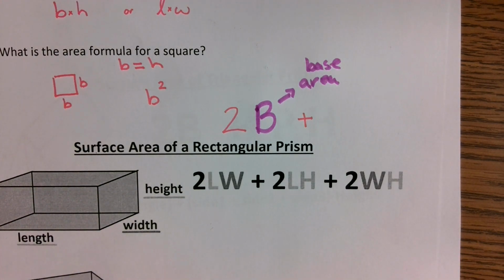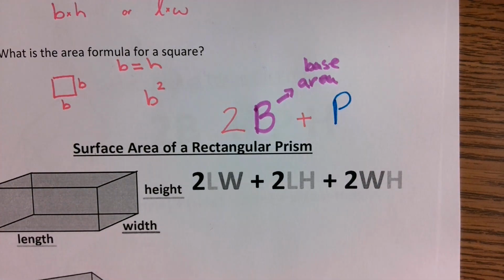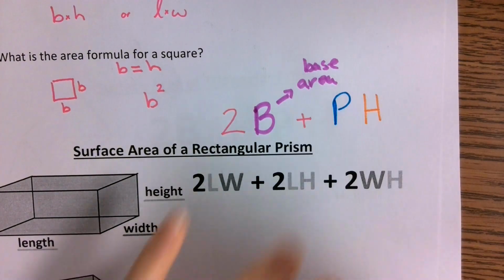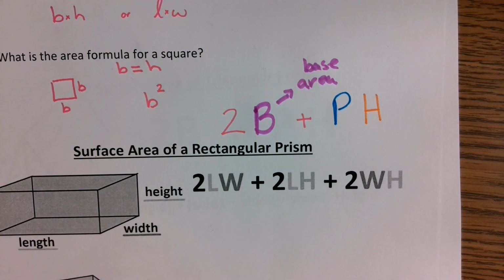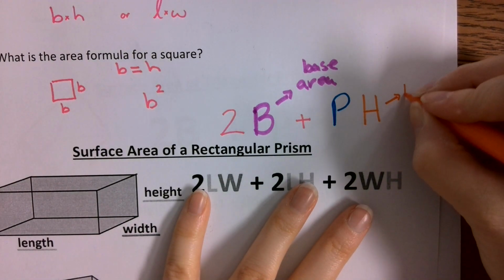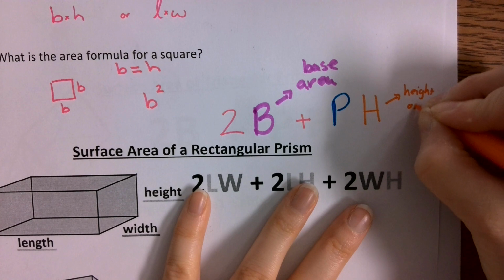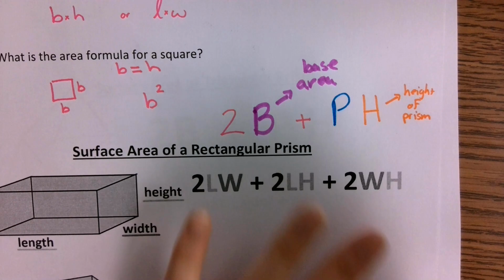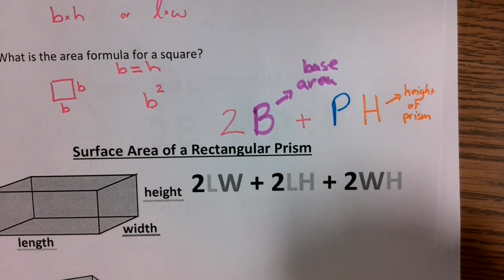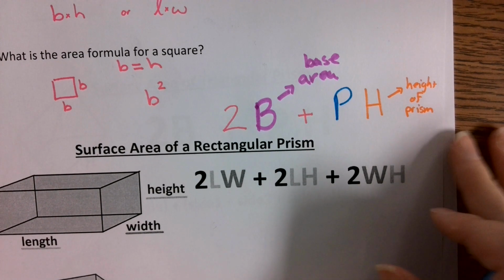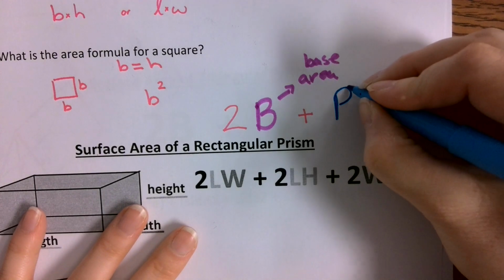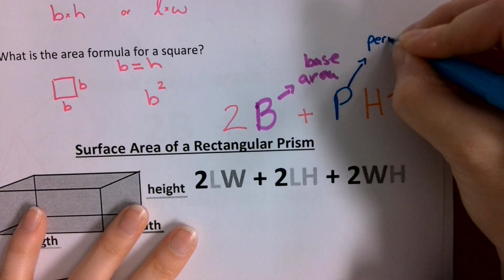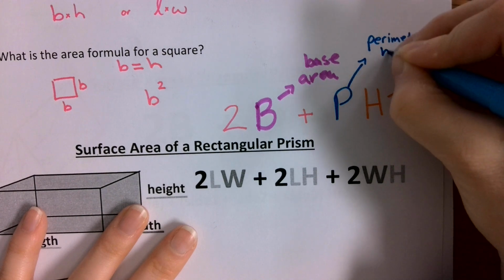You're going to add your perimeter, so we'll say big P, times the height, we'll say big H. And that big H is going to represent the height of your prism. That's the height of the actual prism. And P, what do you think P is going to represent here, Logan? The perimeter. So P is going to represent the perimeter of the base shape.